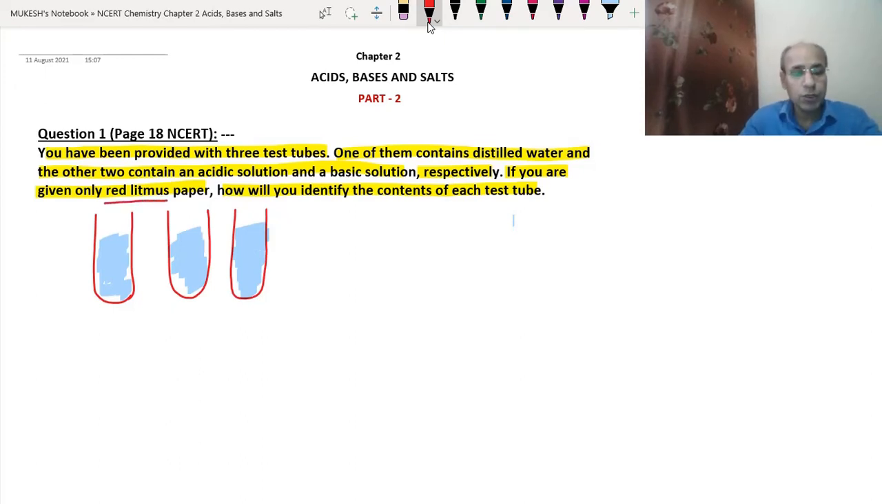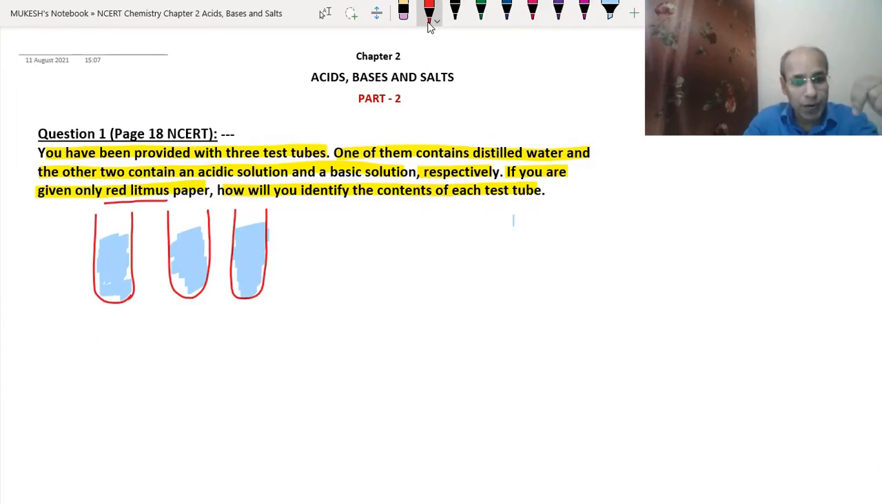So what will we do? We will put the red litmus paper one by one in each of the three test tubes. The test tube in which the red litmus turns blue will be the base. That we will separate out. Clear? Now, how to recognize the other two, because we had only one red litmus paper? See, in the test tube in which the base was present, the paper will convert into blue. Now this blue part will be used to distinguish between these two.